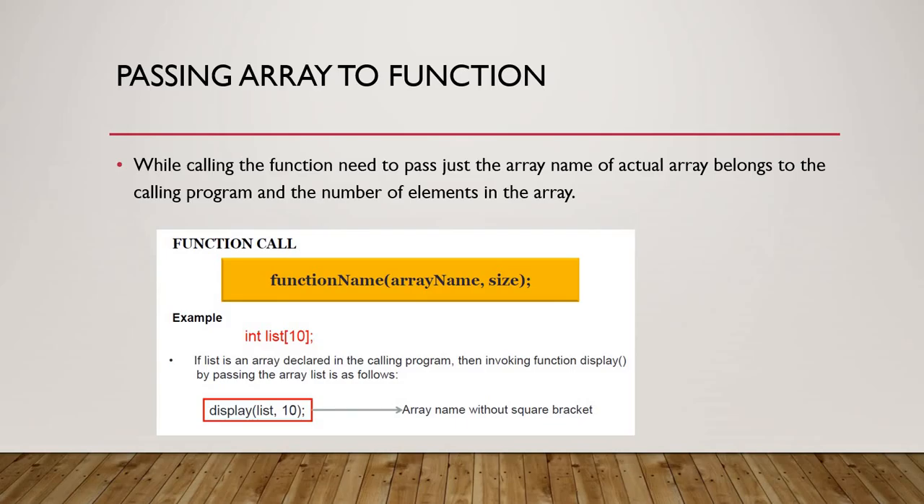So you can pass the array to the function. For example, you are going to call the function display, just write display and then bracket, list, comma, the size, which is 10. So array name without square bracket. You don't have to write list and then square bracket here, just call the name of the array.